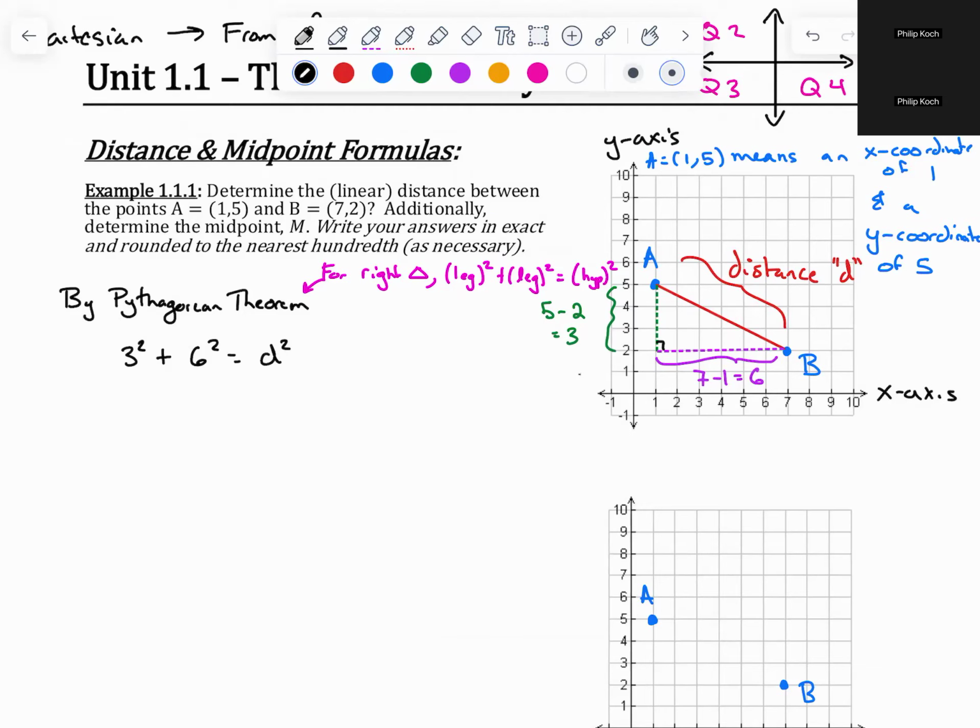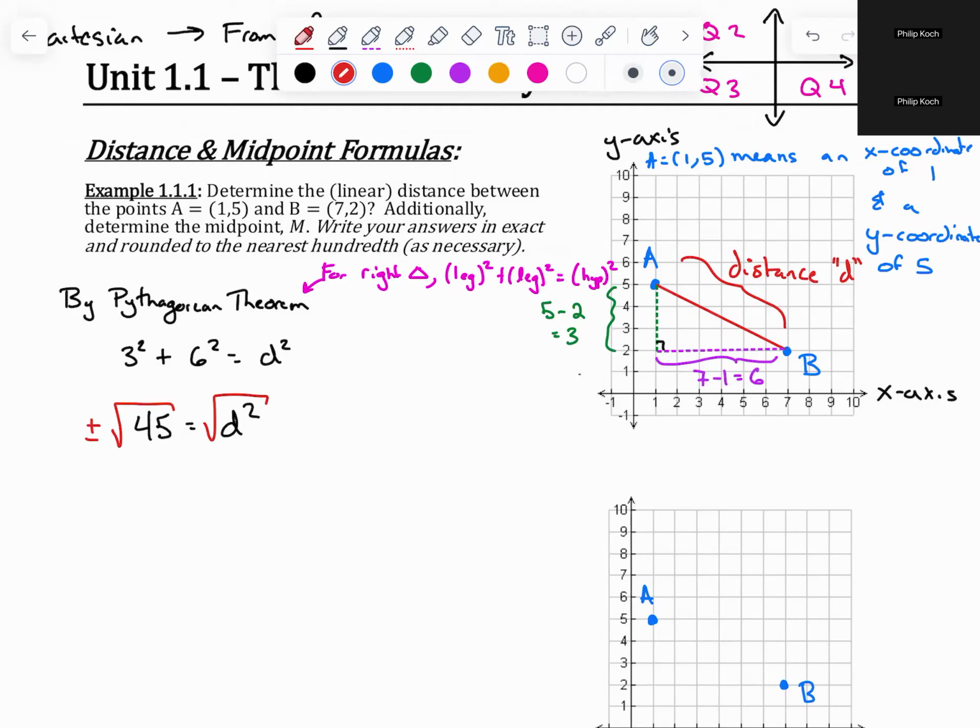But anyways, 3 squared is 9, 6 squared is 36. So we've got 45 equals d squared. And in order to solve for d, we can take the square root of both sides. But remember, if you do that, you have to add the plus or the minus. When thinking about it from a mathematical standpoint, the equation 45 equals d squared has two solutions: the positive square root of 45 and the negative square root of 45.